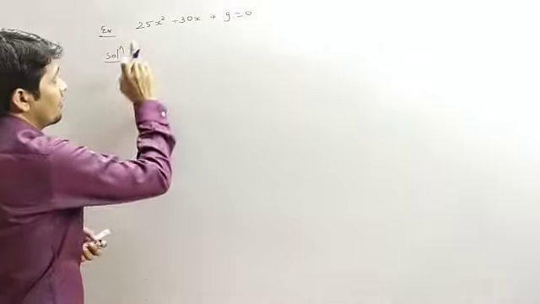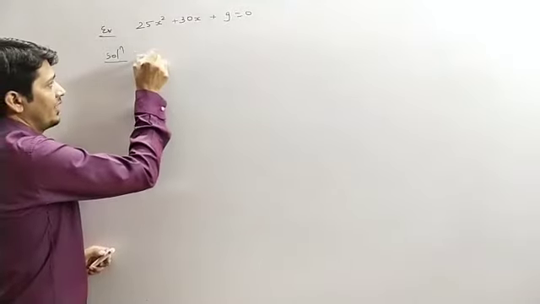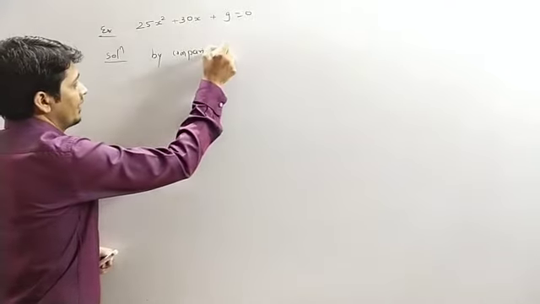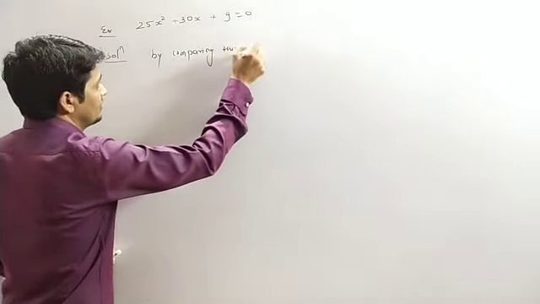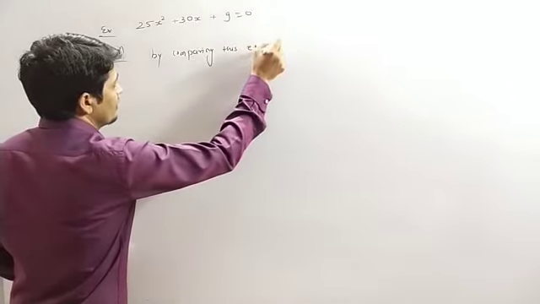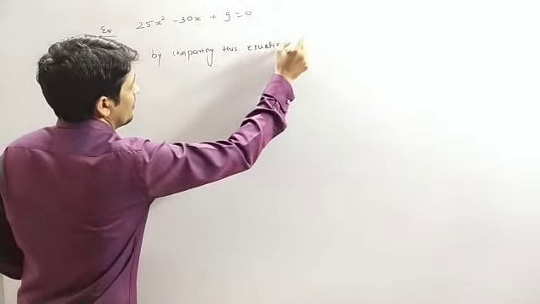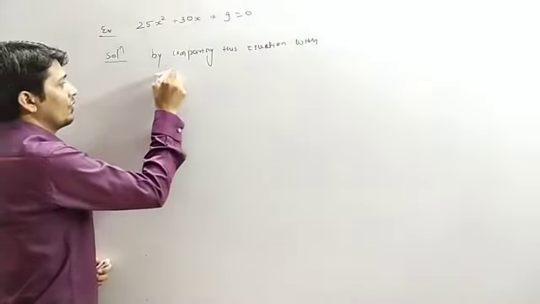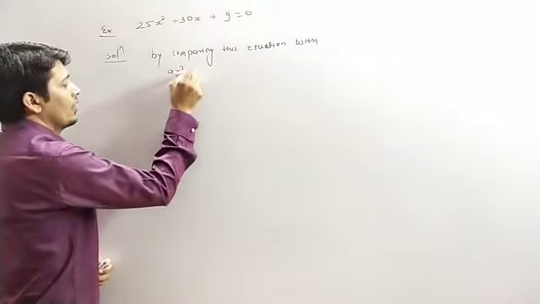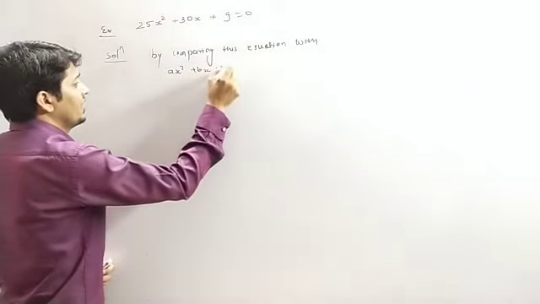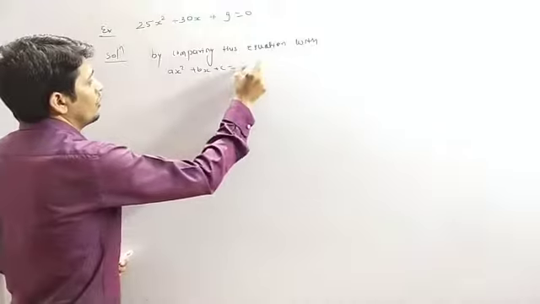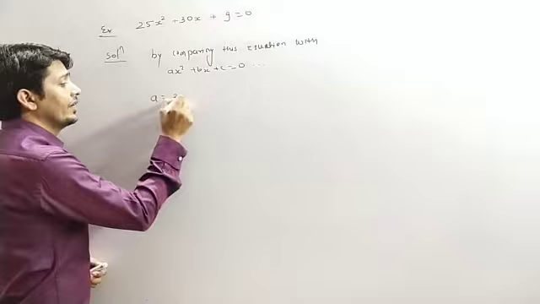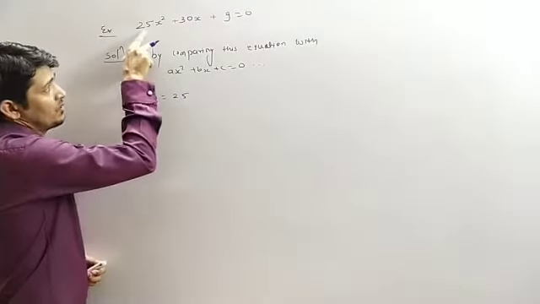So if we compare this equation with the standard form, ax square plus bx plus c equals 0, then we can write a equals 25. See here, a equals 25.